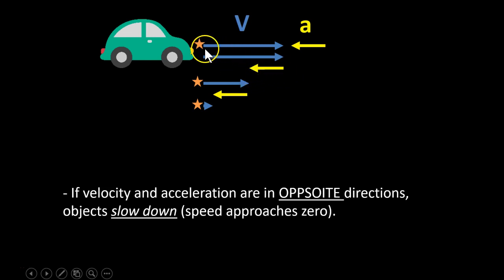So it's canceling out. I go from this, then I have to cancel, and I have to cancel again. So the velocity is getting smaller. It's approaching zero, right? This is just a tiny little itty bitty velocity at the end. So if the velocity and acceleration are in opposite directions, objects slow down. Their speed is approaching zero.